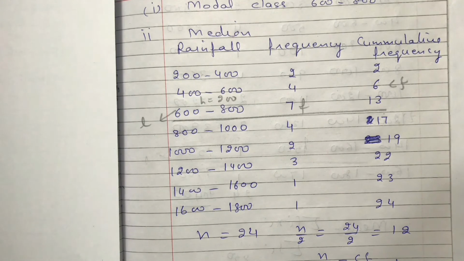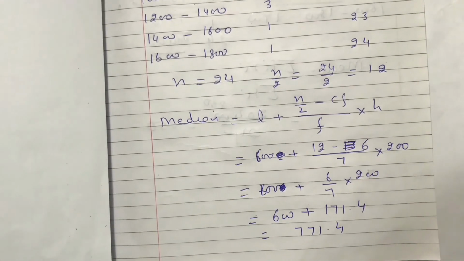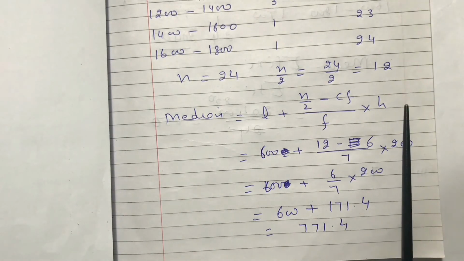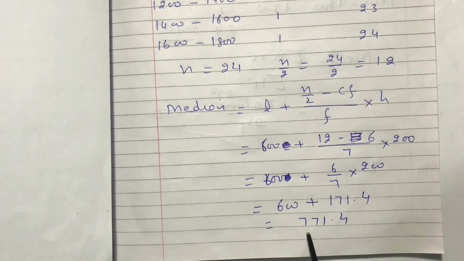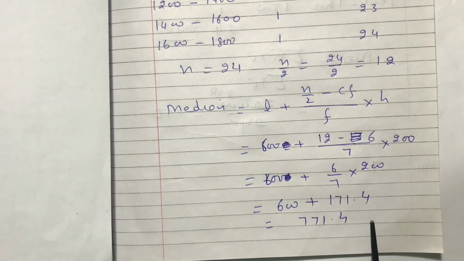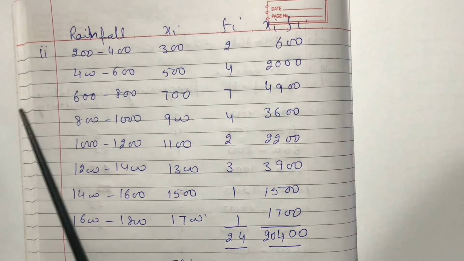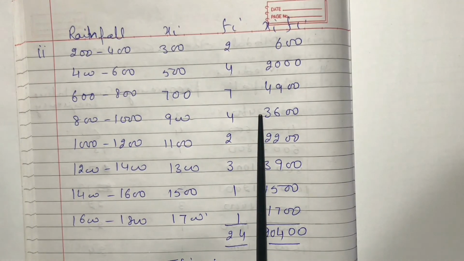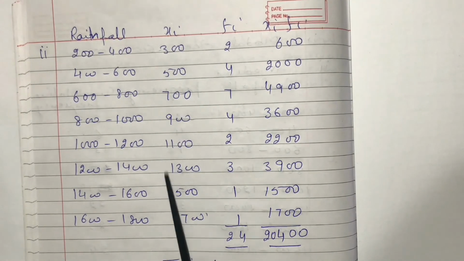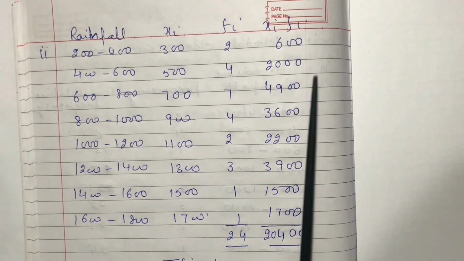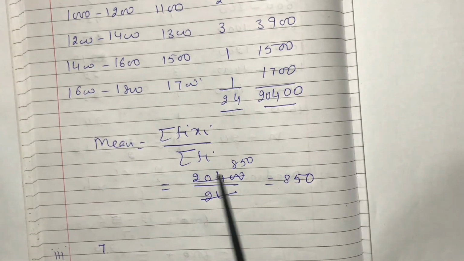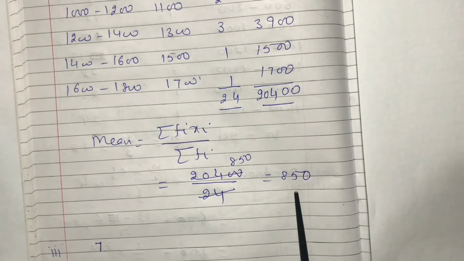Write the formula and substitute the values. The formula of median is L plus (n by 2 minus CF) upon f into h. Substitute the values, you will get 771.4. That is the answer. Now you have to find the mean. I have applied the direct method here. In the direct method, you first find xi, then fi, then multiply xi and fi, then sigma. The formula of mean is sigma fi xi upon sigma fi, that will come out to be 850. So its mean is 850.